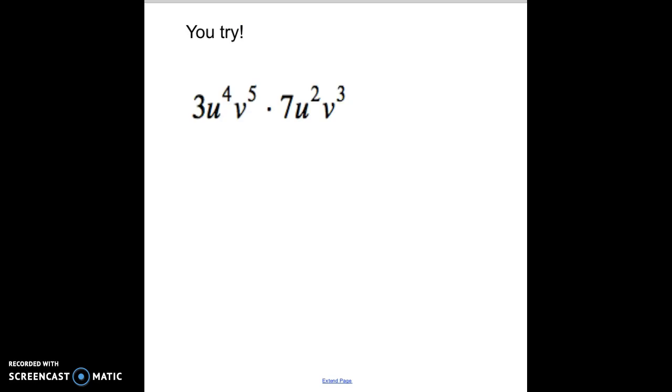You give it a try. 3u to the 4th, v to the 5th times 7u squared v cubed. Pause your video at this time and restart it once you have an answer.